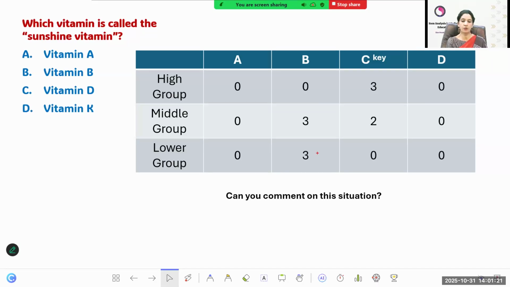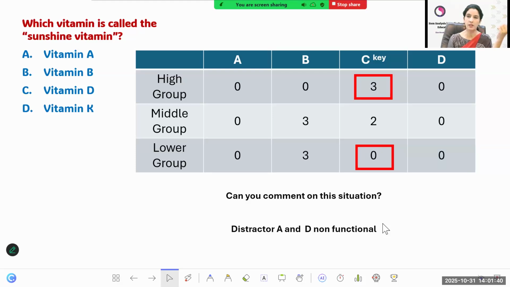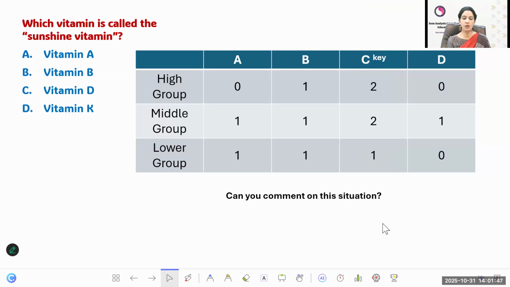So if you see the lower group, these 3 distractors, they have not chosen. Like this is the key, the 2 distractors A and D, they have not chosen and they have not given the answers also. So in this case, you can see that there's only one functional distractor and the rest 2 distractors are not functional. A and D are not being selected by anyone. So it's a non-functional distractor. Now, what is your comment on this?